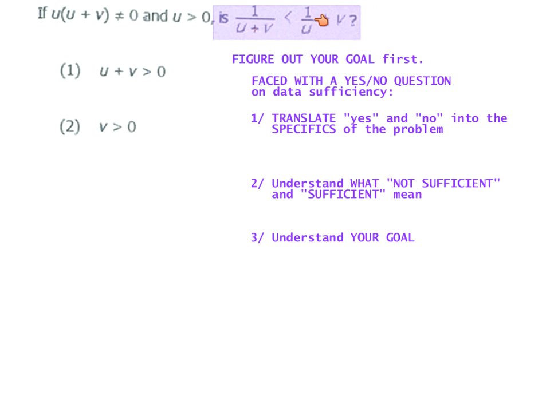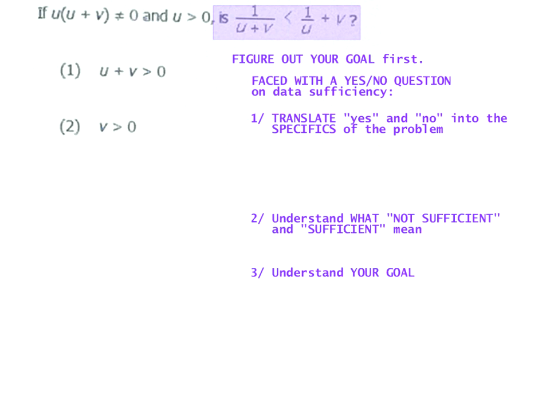This says, is this left-hand side less than this right-hand side? So if it's a yes, that means the left-hand side is actually less than the right-hand side. And if it's no, then it isn't. So yes means 1 over u plus v is actually less than 1 over u plus v. And a no answer to this just means that that's not true.